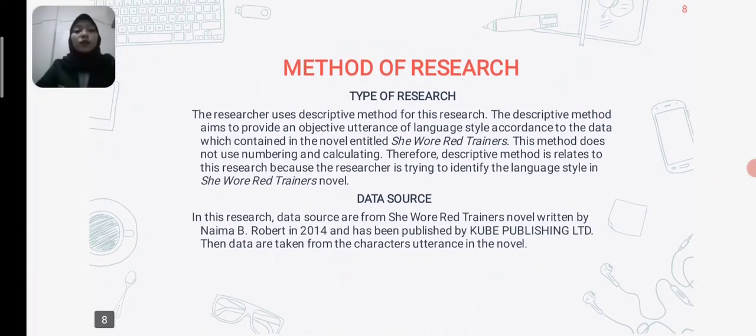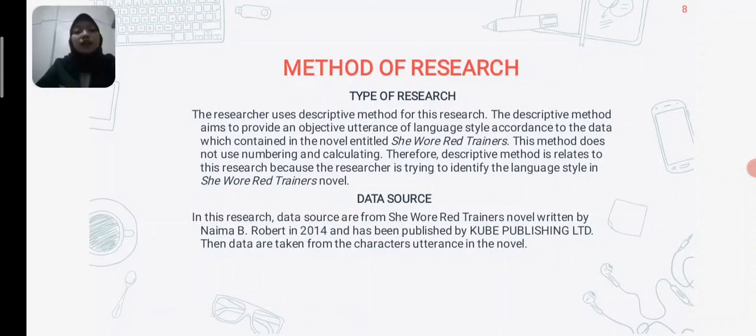Next is method of research. First is type of research. The researcher uses descriptive method for this research. The descriptive method aims to provide an objective utterance of language style according to the data which contained in the novel entitled Seaward Trains. This method does not use numbering and calculating. Therefore, descriptive method is related to this research because the researcher is trying to identify the language style in Seaward Trains novel.